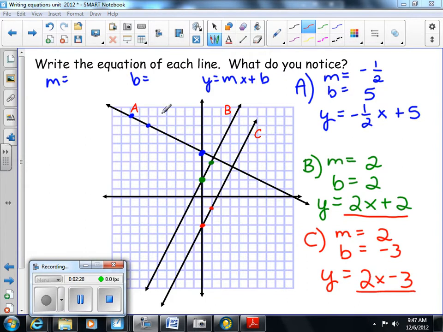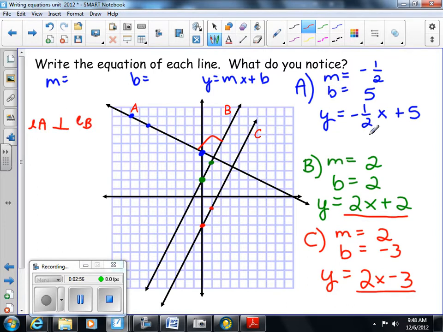All right, what do you notice about lines A and B? Or A and C? They intersect. Do they form a special type of intersection? A 90-degree angle. We call that a right angle, or they are perpendicular. Okay, so line A and line B are what we call perpendicular.